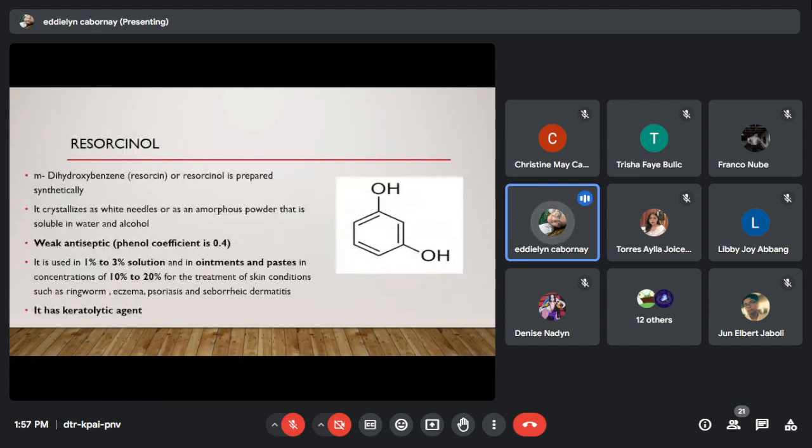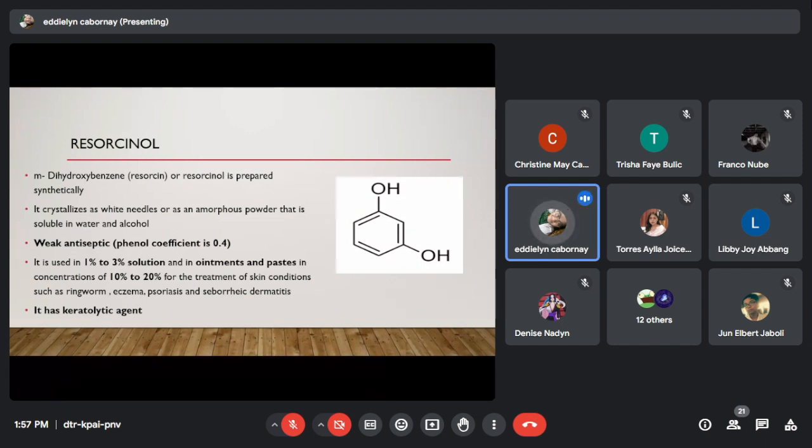We also have the resorcinol. It is a weak antiseptic because its phenol coefficient is 0.4, which is less than 1. So it is a weak antiseptic. It is used in 1% to 3% solution in ointments and pastes.